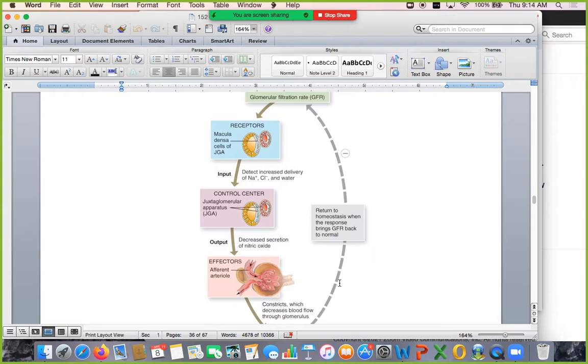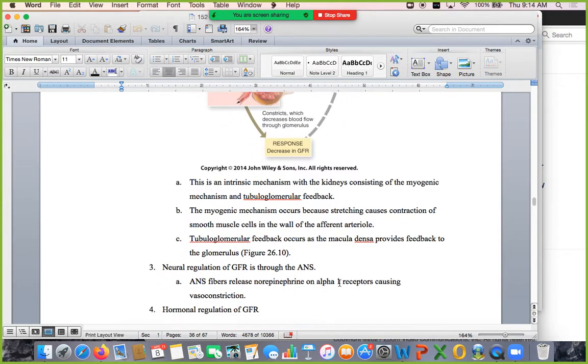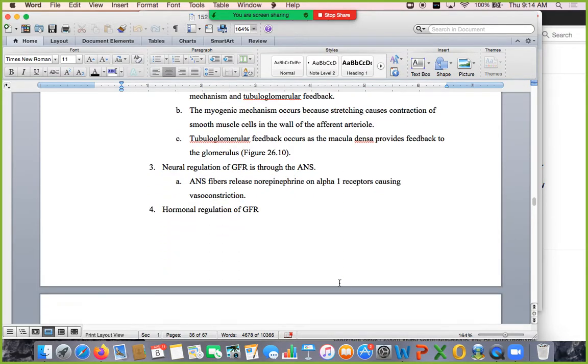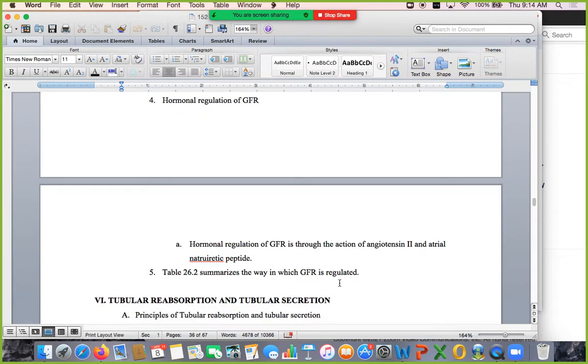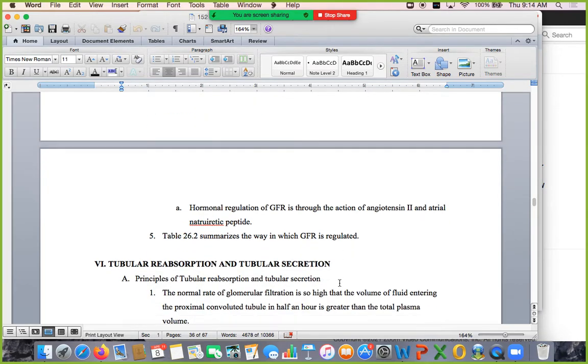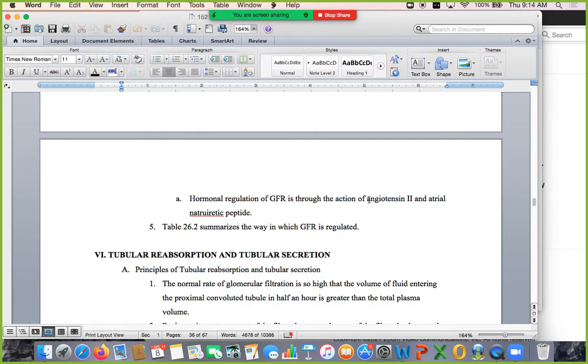As I mentioned, we actually do have some neuronal and hormonal control of these particular rates. I just talked about the neuronal control. We also have hormonal regulation, which is going to be regulated through angiotensin II and ANP.